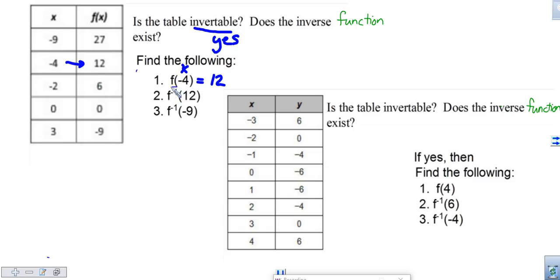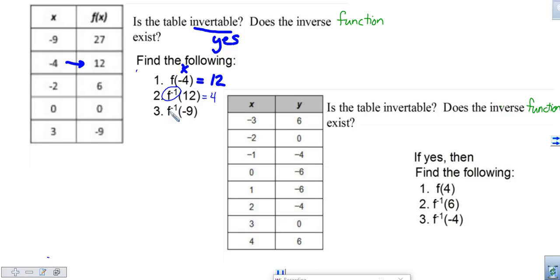When it says f inverse, that's kind of like the opposite. Instead of starting with our x value, when you do f inverse, we start with 12 as our y value. So we'll go down to where 12 is here, and we'll go back to find the other one because we're doing the opposite. And so that's 4.